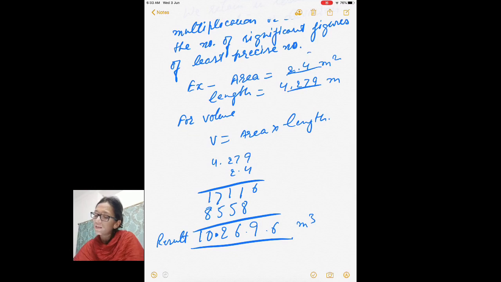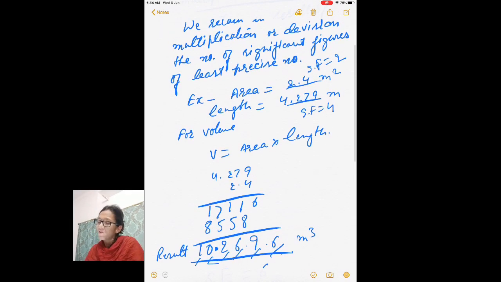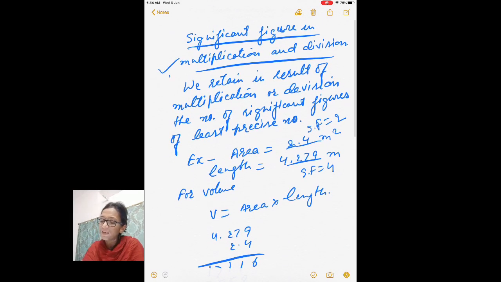So you see that in the two measurements, in the first case you have 2 significant figures, in the second case you have 4 significant figures. But in the result, count the number of digits: 1, 2, 3, 4, 5, 6. How can it be that you measured certain values which are least accurate, least precise, and when you do some multiplication and division to obtain a result, it becomes even more precise? So here we need to retain the number of significant figures in case of multiplication and division.